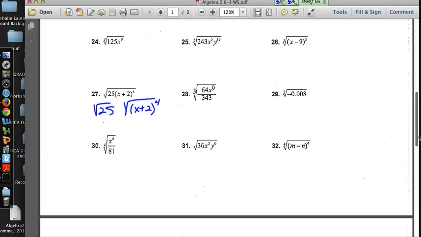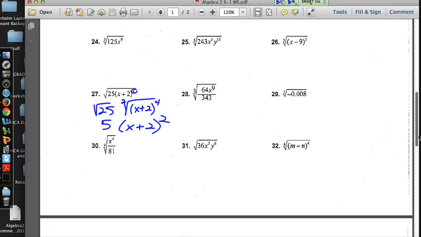The square root of 25 is 5. Then again, you just treat this like it were one variable sitting there. There's our little imaginary 2 for an index, and 4 divided by 2 is 2. So it will be 5 times x plus 2 squared. Now I look at the original problem and I think about absolute value.